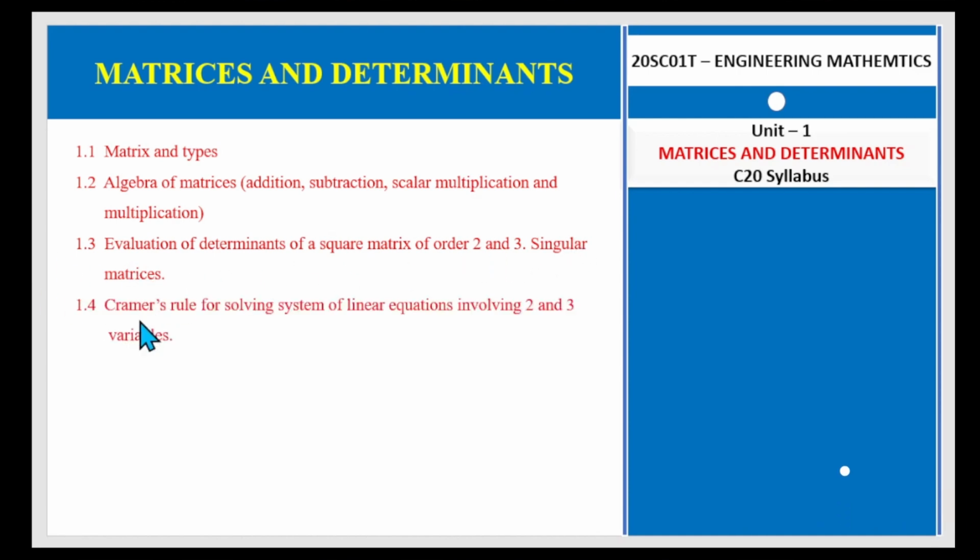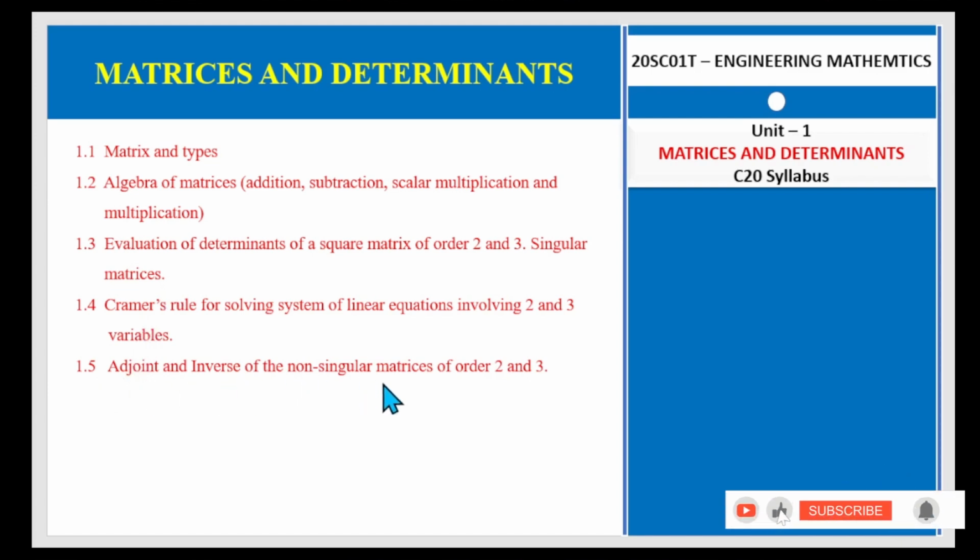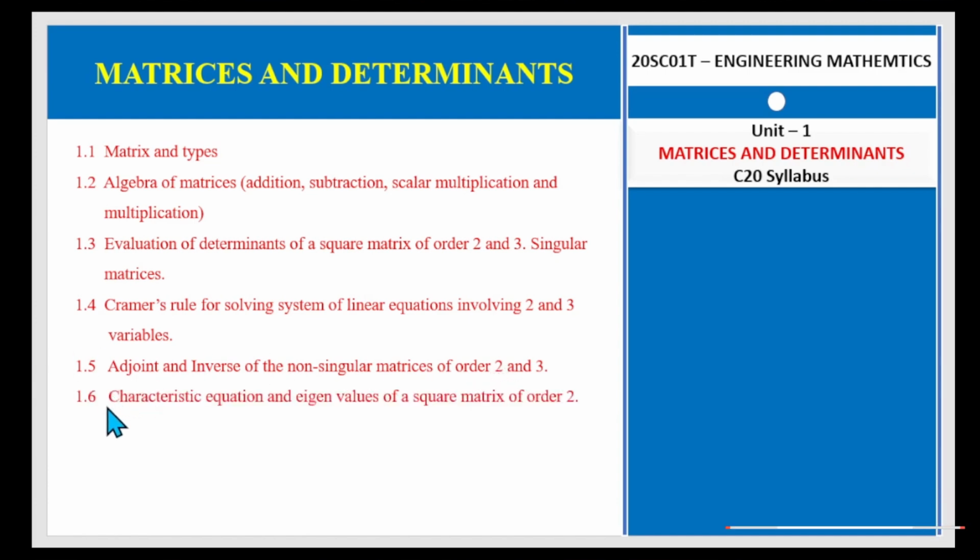Fourth point, that is 1.4 Cramer's rule for solving system of linear equations involving 2 and 3 variables. 1.5, that is fifth point, adjoint and inverse of non-singular matrices of order 2 and 3. Last point, that is sixth, 1.6 characteristic equation and eigen values of a square matrix of order 2. This is the content to be discussed under the unit, matrices and determinants, as per the syllabus.